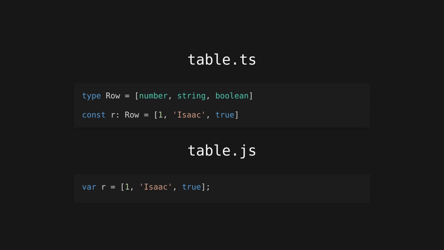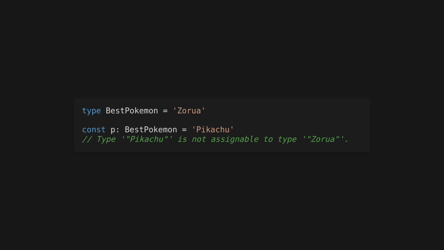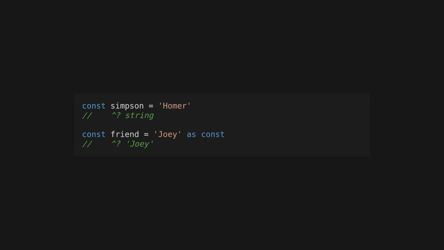If you'd like to reuse the type, use the type keyword to create a type alias. These are compile time only and do not exist at runtime. Create literal types by defining a type with a literal rather than a type name. Follow a JavaScript literal with as const to have TypeScript infer a literal type.